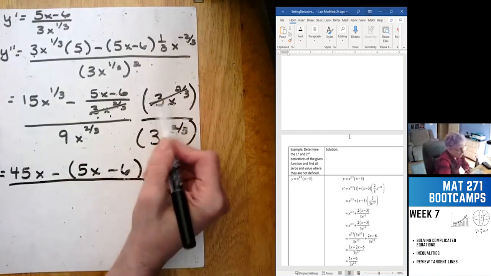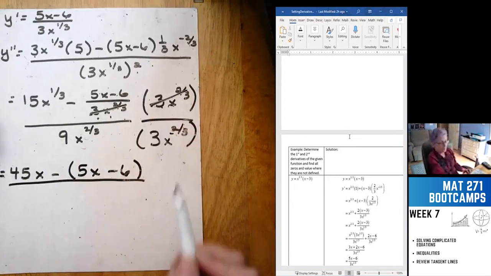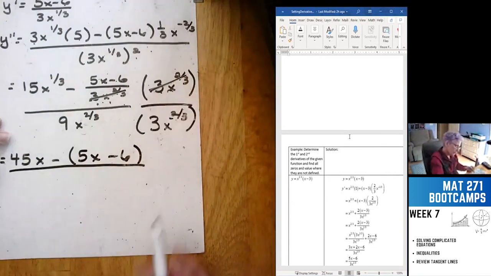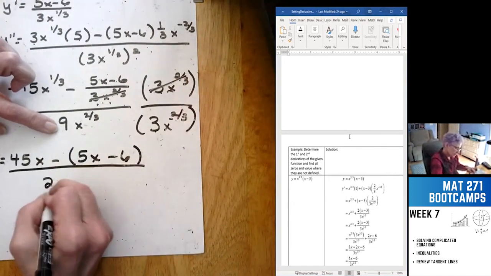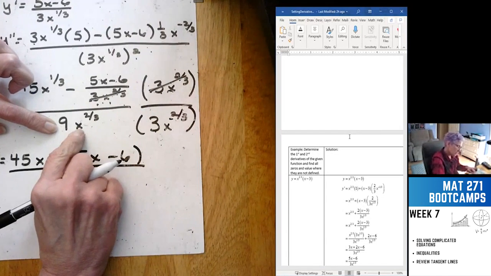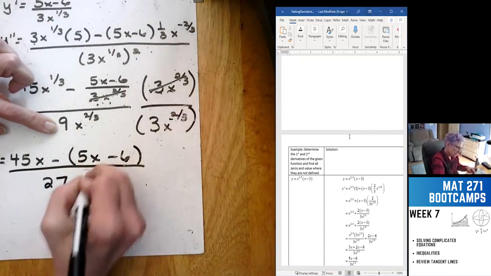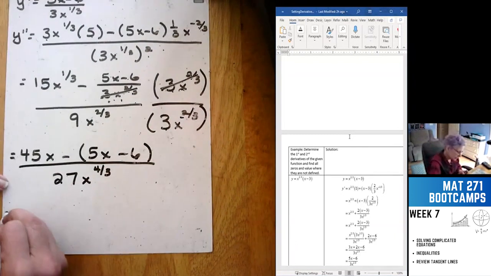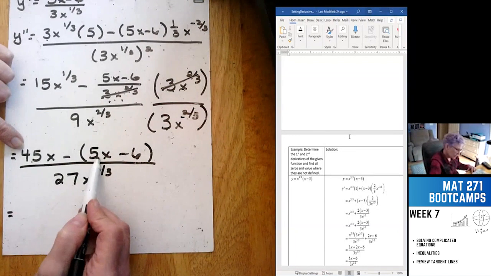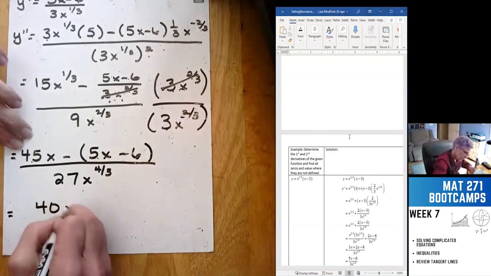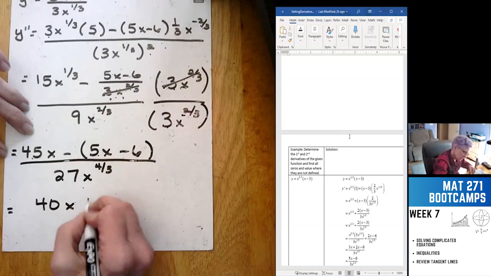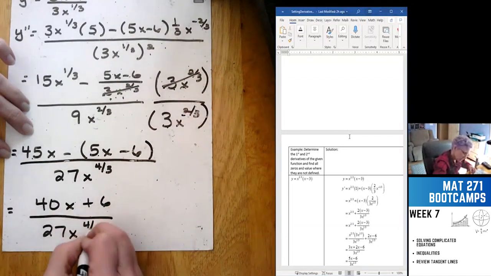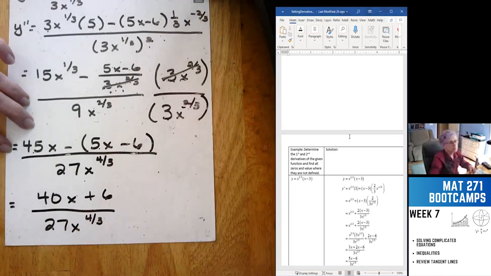Now, let's go back here where I'm really happy because I get to cancel, and canceling brings me joy. That canceled away with that. I have 3 times 9 is 27. I have x to the 2/3 times x to the 2/3 gives me x to the 4/3. And now 45 minus 5 gives me 40x, and minus minus gives me plus 6 over 27x to the 4/3.